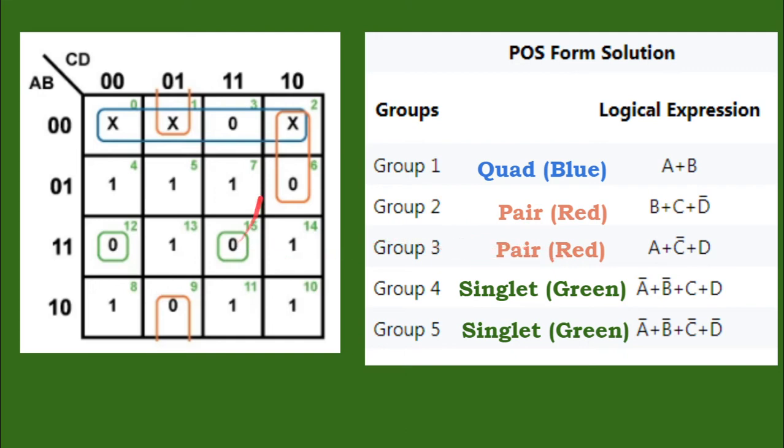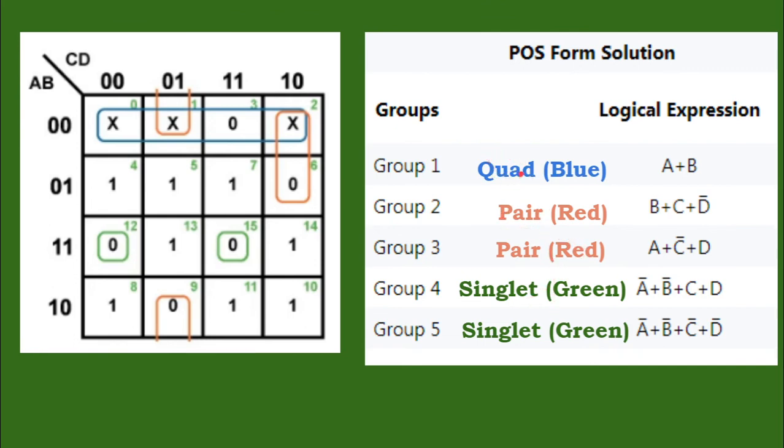Then there are no more pairs, so you have to come to the singlets. One zero is here and another zero is here. If that is a zero, you just write the cell values as they are, because a single cell will not reduce any variables. We have marked the singlets in green. There are two singlets. So in the whole map we have one quad in blue color, two pairs in red color, and two singlets in green color. So we have made all the groups. Five groups are there. Now let us see how to write the equation for the quad, pair and singlet.